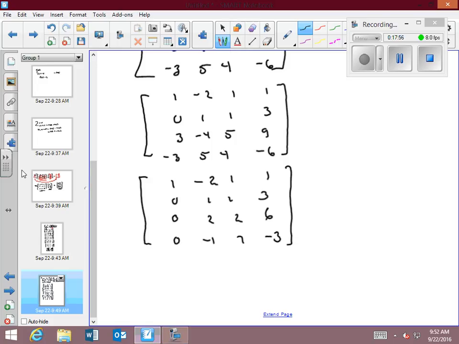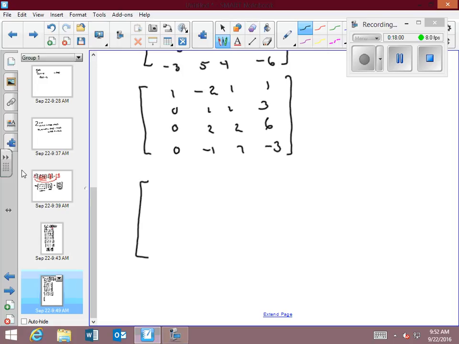Now I've got to work on that row 3. I have to multiply by minus 2. Is that a 1? Is this a 1 or a 2? Is it 1? 0. Let's see. 0. 2. Did I do that last row right?